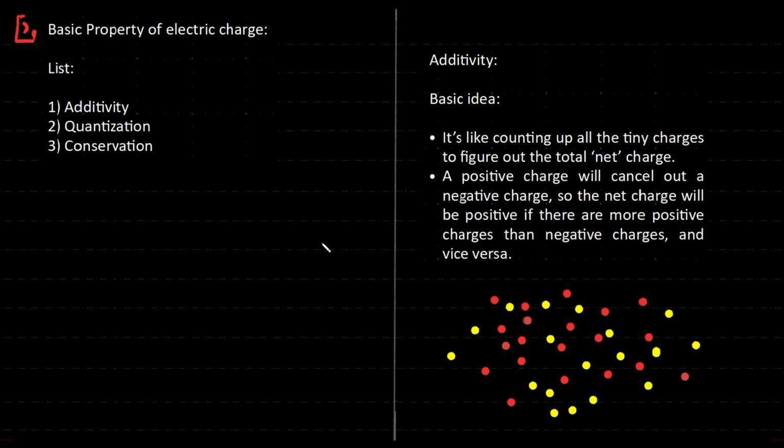So we understood that they are charges. Of course, everything and anything has its own characteristics, its own behavior, its own properties. So we're looking at some of the basic properties of electrical charges. We have something called additivity, quantization, and conservation. Let's start with additivity.